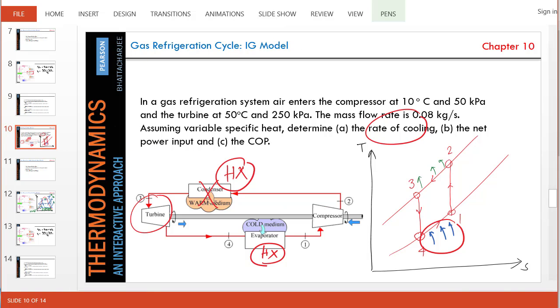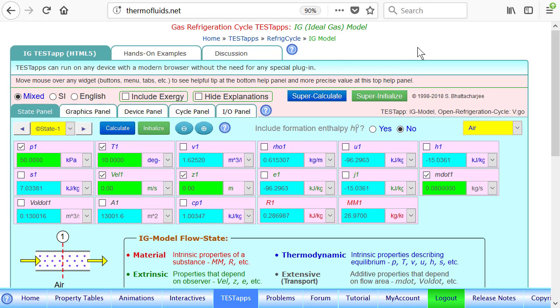So let's go. I already have analyzed the problem and put it here. If you have the schematic next to you, state 1 is very simple. They have given us everything basically. The temperature is 10 degrees Celsius. This is the inlet to your compressor. Pressure is given. And we have selected the ideal gas model. That's just to show you where it is.